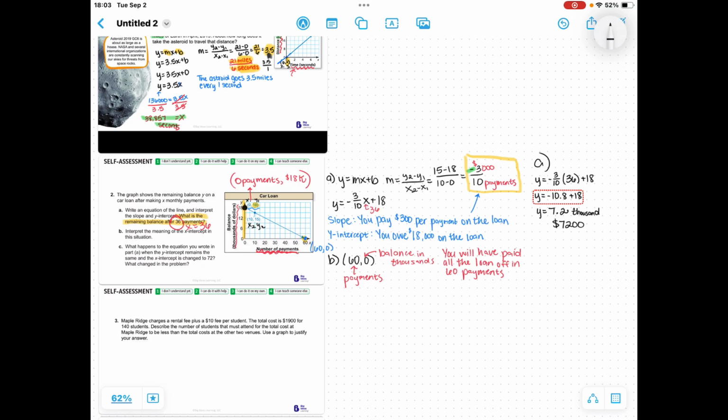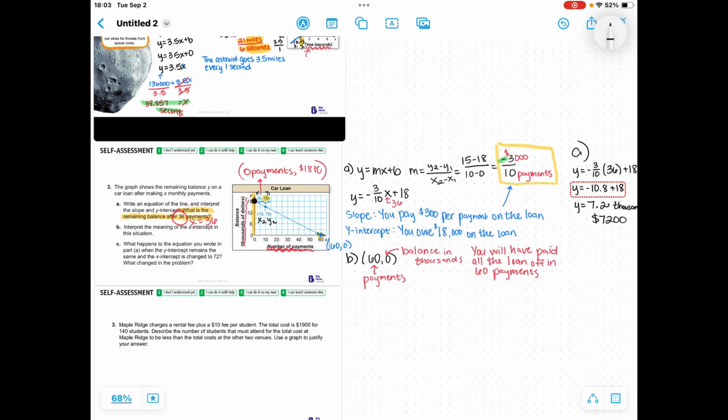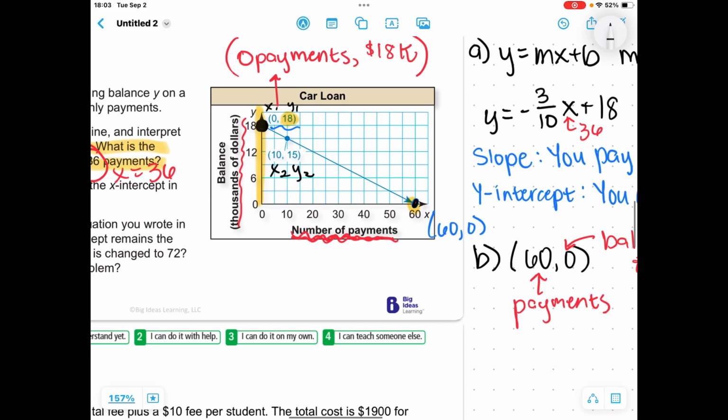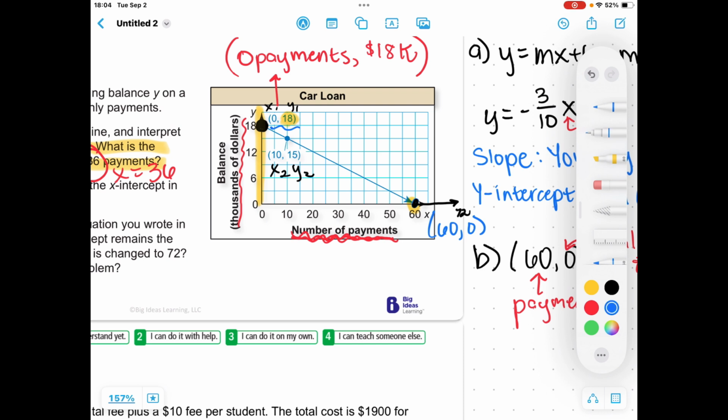All right, so now what happens with C? It says, what happens to the equation you wrote in part A when the y-intercept remains the same and the x-intercept changes to 72? What changed in the problem? Right now we have the balance ending after 60 months. But what happens if it goes ahead and extends this line over to 72? Well, just looking at this graph, we're going to have a line now that looks like this. It becomes a little bit flatter overall.